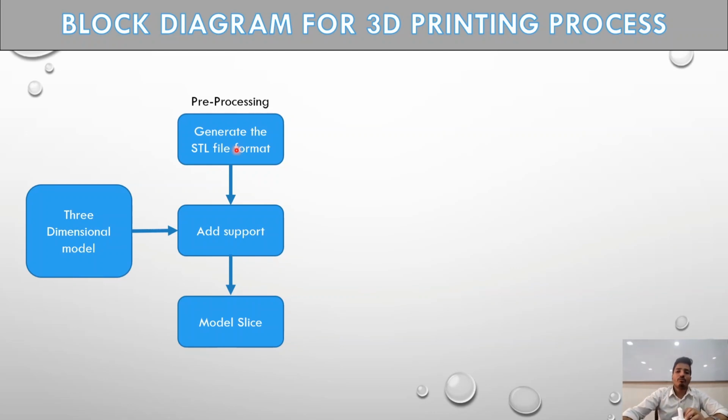There are different slicer softwares, freely available in the market, like Cura, Ultimaker Cura. But as we are using the 3D printer from Creality, we are using their own slicer software. In the slicer software, we have to add supports. If this object is printed like this, then it doesn't require any supports. But if the object is printed like this, against gravity, then it will require some supports. So you have to add supports, you have to model the slice. I'll show you how it is done.